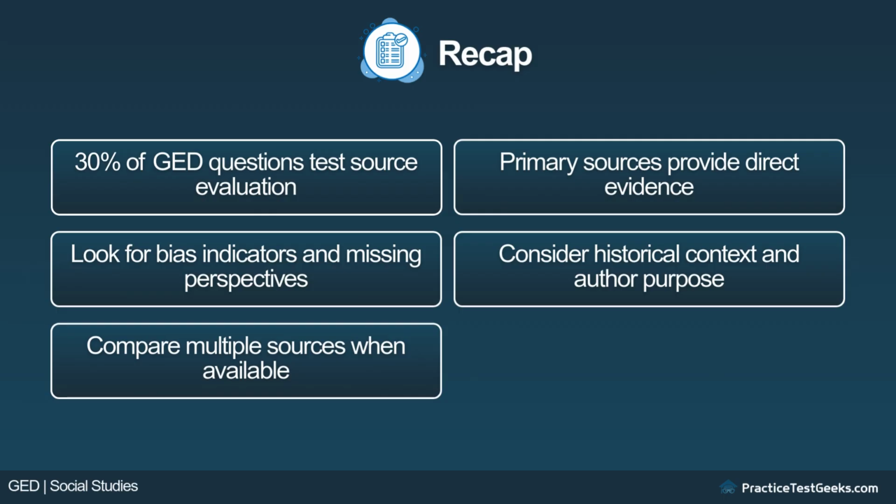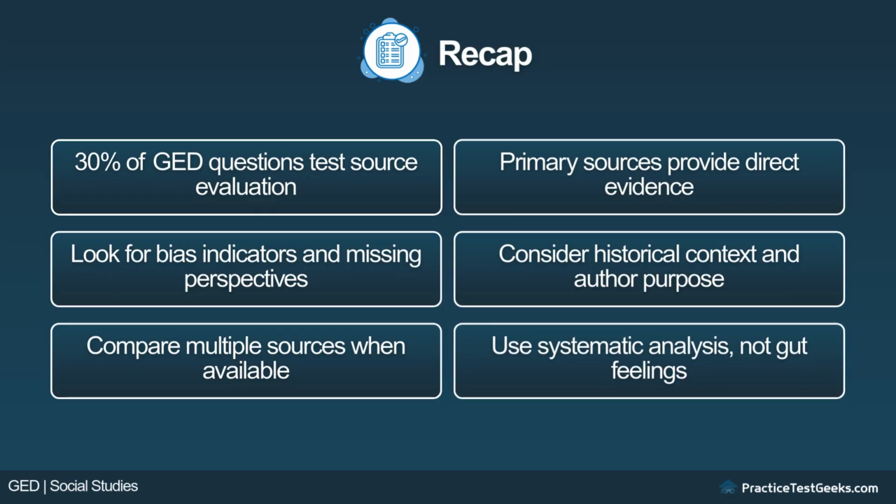When multiple sources are available, compare them to identify consistent facts and conflicting interpretations. Most importantly, use systematic analysis rather than gut feelings. Follow the checklist and evaluation steps we've practiced. With these skills, you'll approach source evaluation questions with confidence, knowing how to quickly and accurately assess credibility and identify bias on your GED test.